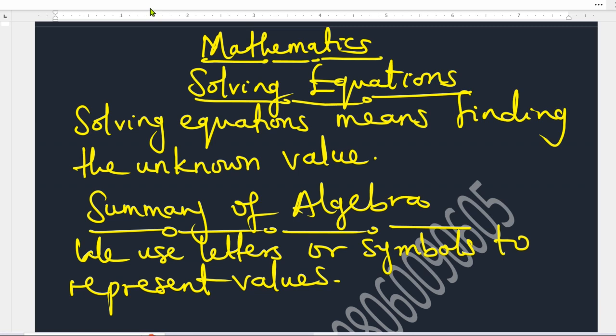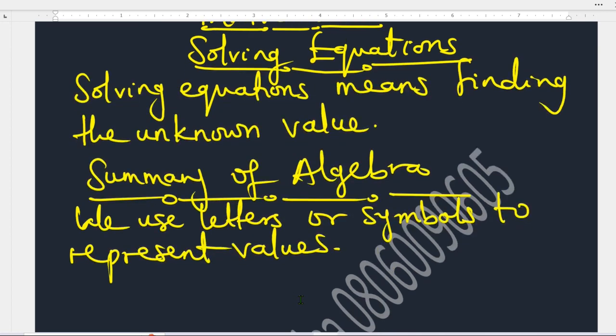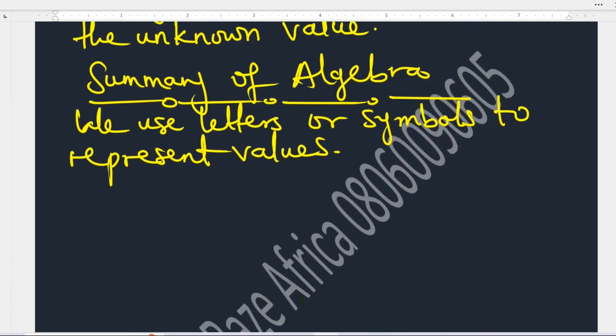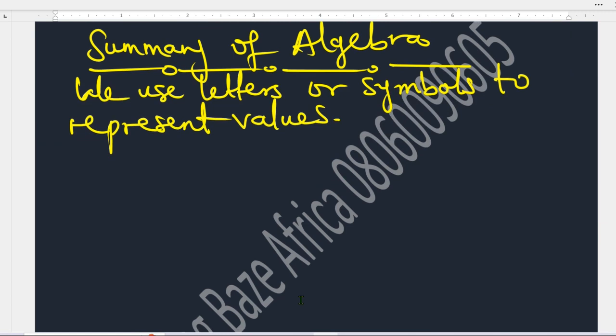So solving equations means finding the value of the unknown, or the unknown value. We use letters or symbols to represent values. Now let us continue. Now these are examples of algebra.